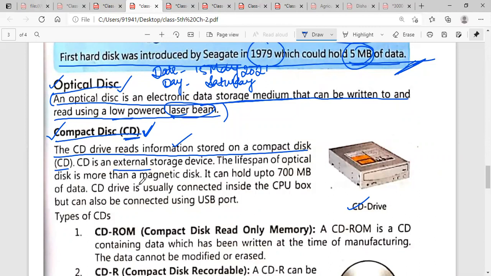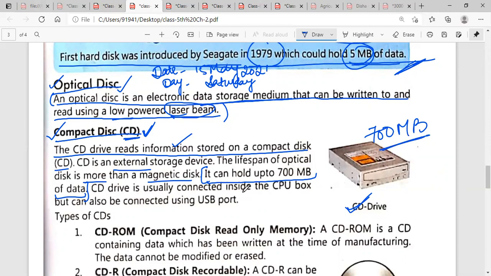The lifespan of an optical disc is more than a magnetic disk. The lifetime of this disk is more than the magnetic disk, and it can hold up to, underline this line, students, 700 MB of data. How much storage can it hold? 700 MB. This CD is of 700 MB. You can store data up to 700 MB.